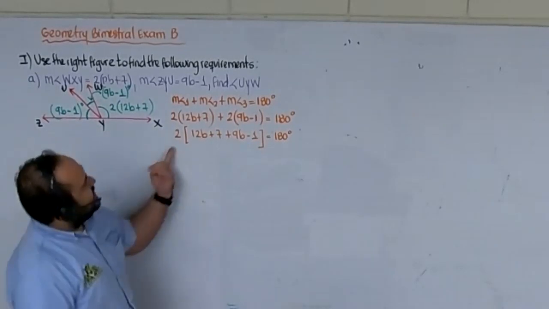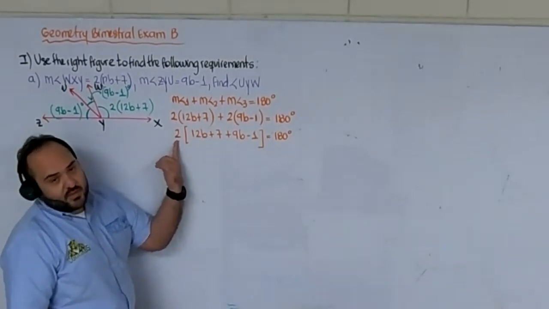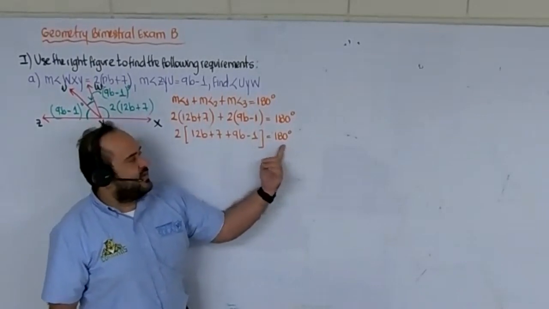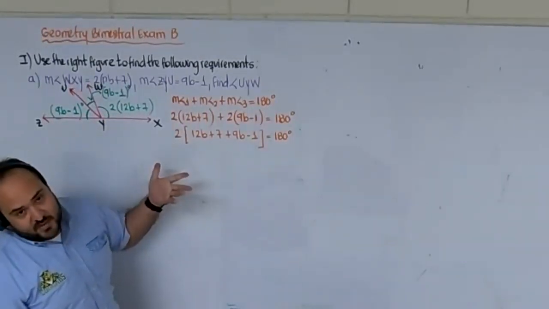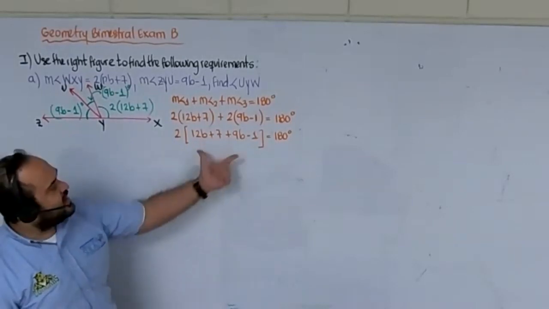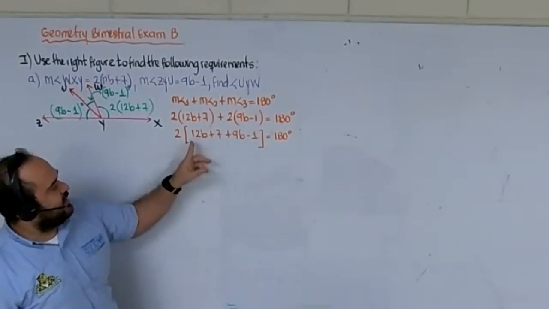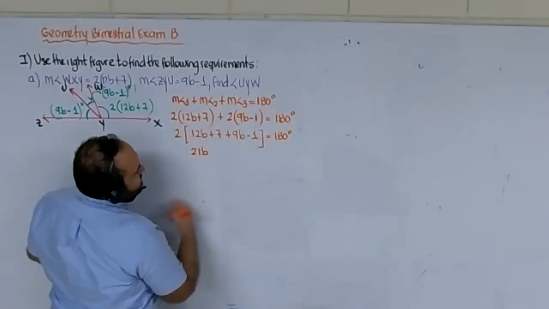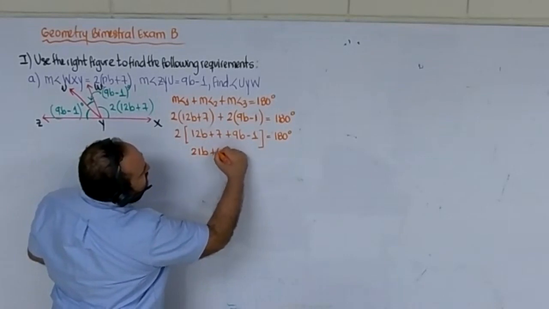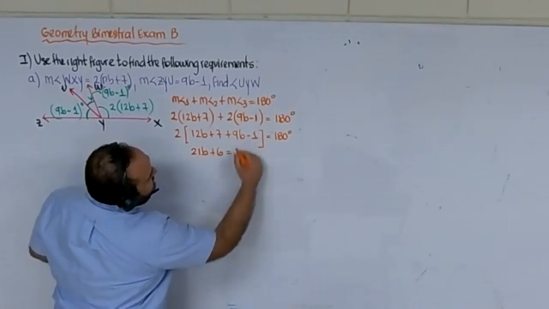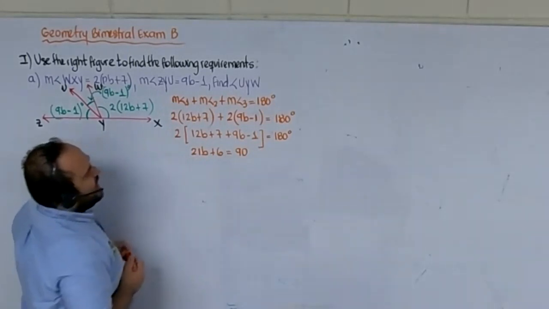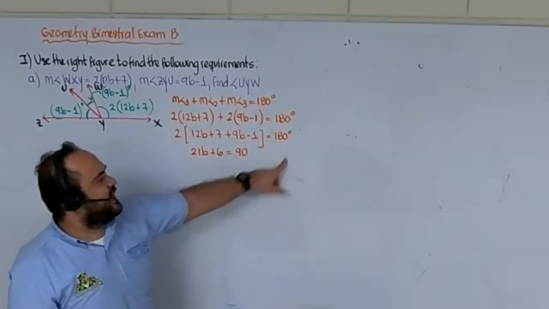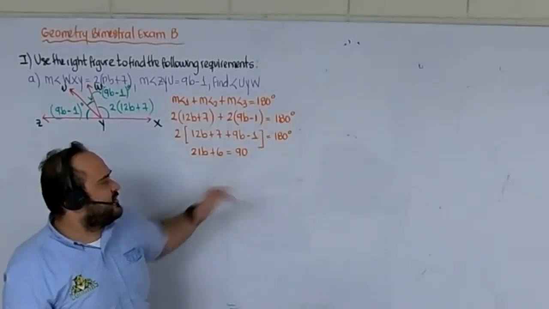What is the main purpose? The main purpose is that this number is multiplying, so it passes to divide. So if you divide 180 by 2, obviously it will be 90 degrees. And we can combine like terms over here. 12B plus 9B will be 21B. 7 minus 1 will be positive 6. And that will be equal to 90. Why 90? Because this number is multiplying, at the moment it passes to divide. 180 divided by 2 will be 90.